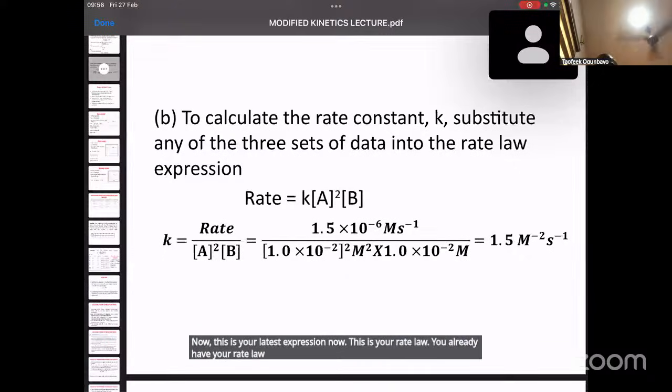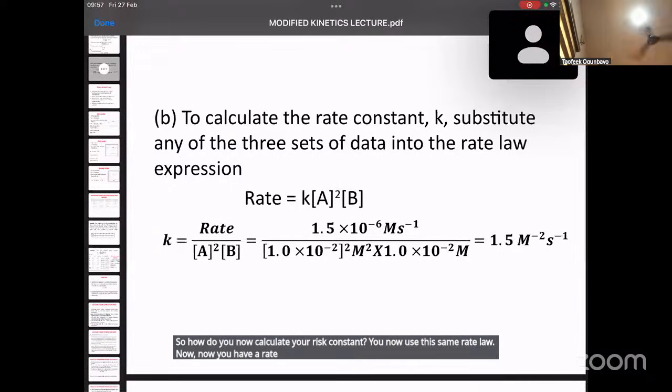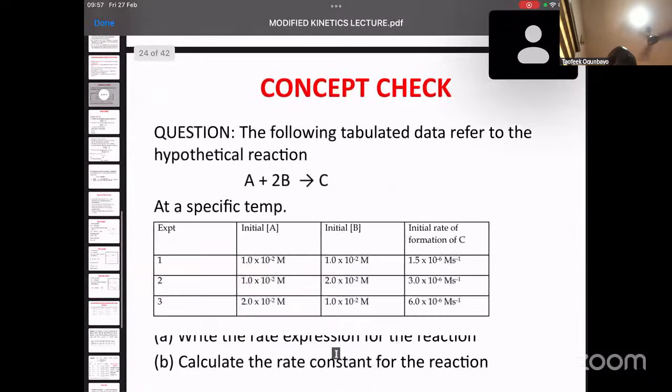Now, from that, the question still asks for the rate constant. So how do you calculate your rate constant? You use this same rate law. Now you have a rate law, and you can use it. You just need to come back to that table and choose any of this information.